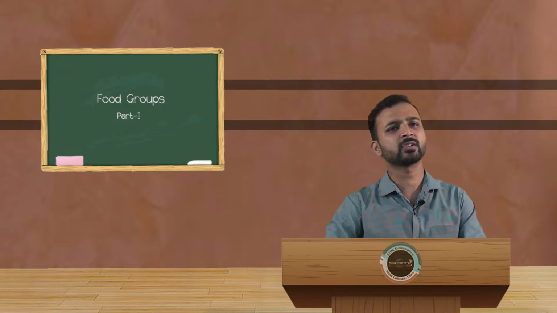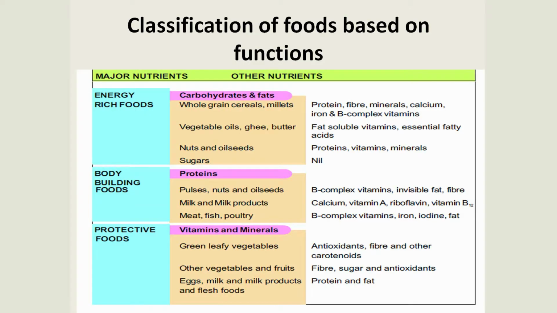Now, classification of food based on their functions. The major nutrients are classified by requirements, maybe the energy requirement, bodybuilding foods and protective foods. That's why, based upon their particular function, they are categorized. Mainly the energy rich foods. Energy rich foods means carbohydrates and fats, that means whole grain cereals, millets, vegetable oil, ghee, butter, nuts and oil seeds and sugar.